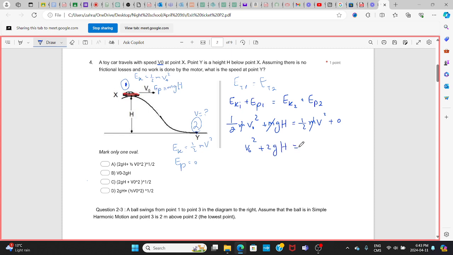2gh equals v power 2. Then I need to take a square root because v is equal to the square root of the other side, v0 power 2 plus 2gh, and the answer will be this one, part C.